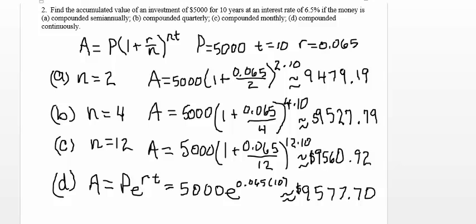$9,577.70. So obviously, the larger the number of compoundings, if all other things remain the same, the more the accumulated value is. So I get the largest accumulated value when I compound continuously. So this means every moment the interest is being compounded.